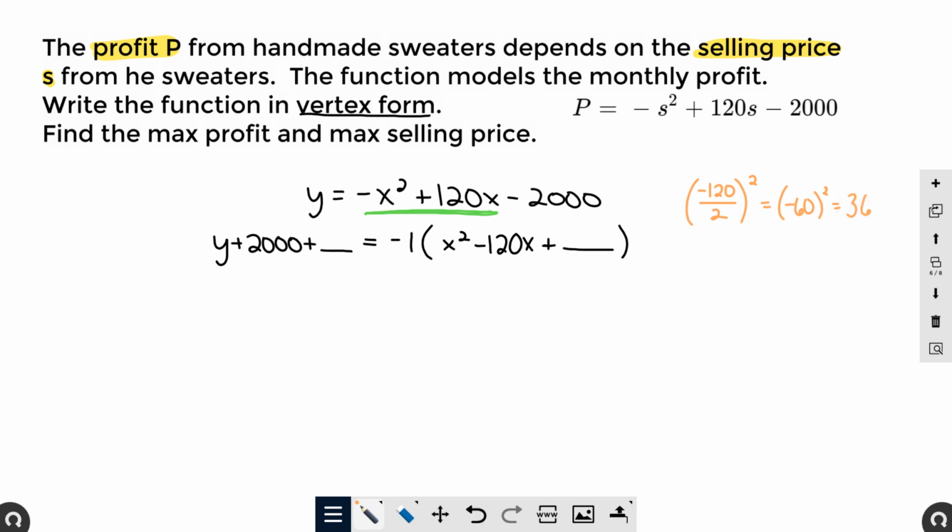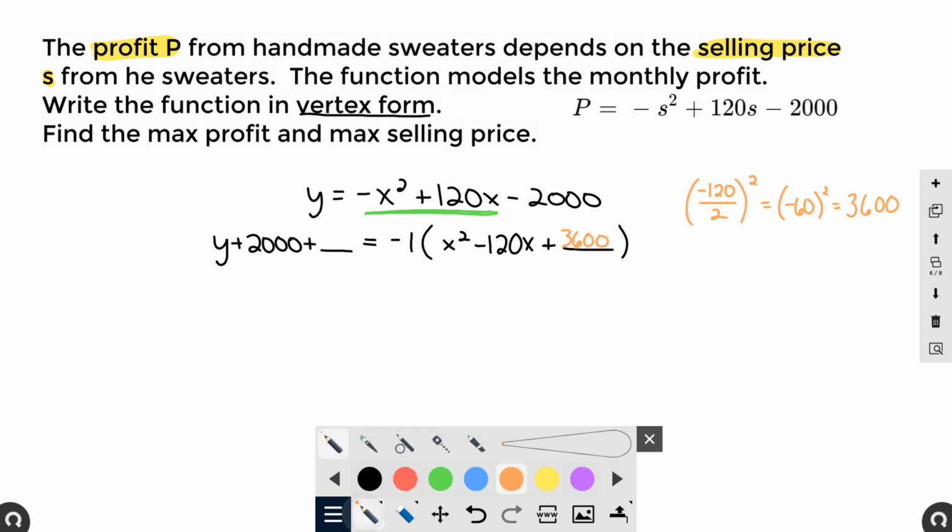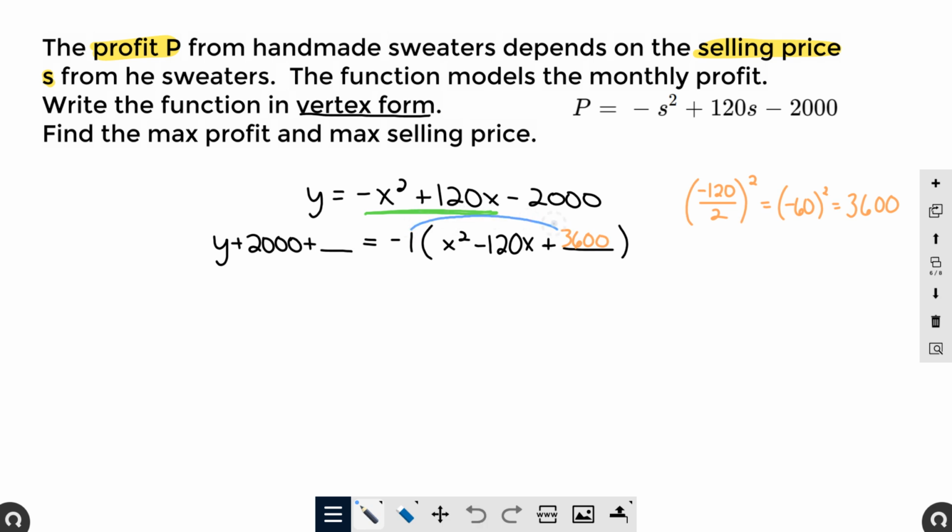How about, I think it's 3,000. 3,600. There's 2 zeros. Now, once that number goes here, how do we figure out what goes in this blank? That's right. You got to distribute it back. So you're going to multiply it by -1. So this will be a -3,600.